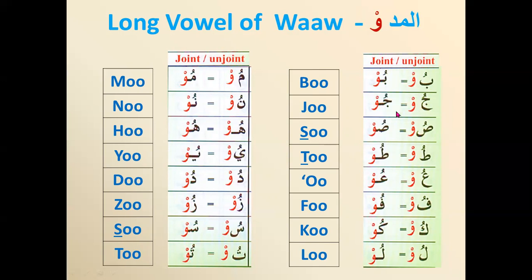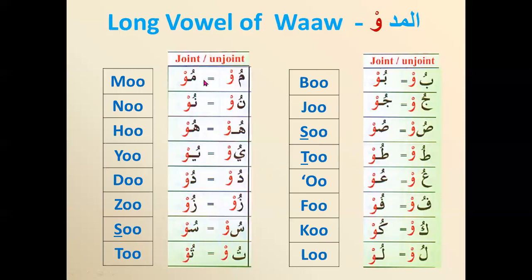Jim, damma, waw, sukun, ju. Sad, damma, waw, sukun, su. Ta, damma, waw, sukun, tu. Ain, damma, waw, sukun, u. Fa, damma, waw, sukun, fu. Kaf, damma, waw, sukun, ku. Lam, damma, waw, sukun, lu.